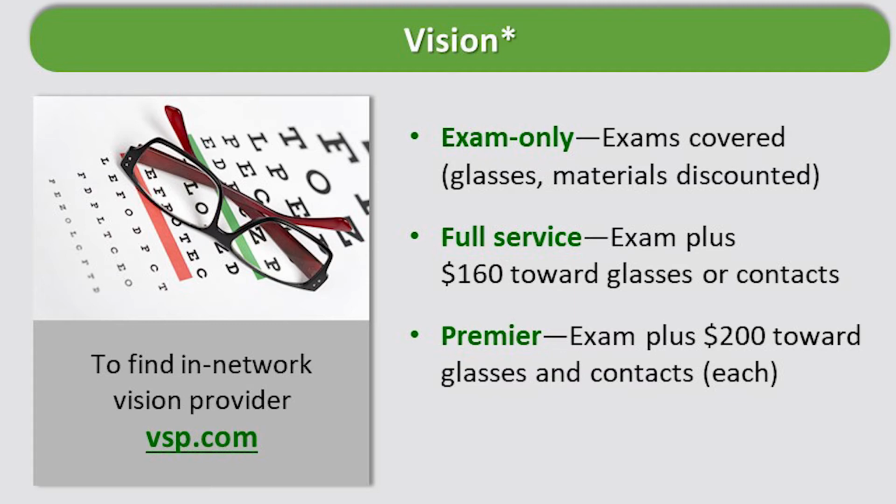And then the other 2 plans, one is a full service plan. You get an exam plus $160 towards glasses or contacts. And then the premier plan is an exam plus $200 towards glasses and contacts each. So if vision is something that you think you might want or need, you have the handout and you can see what is available.